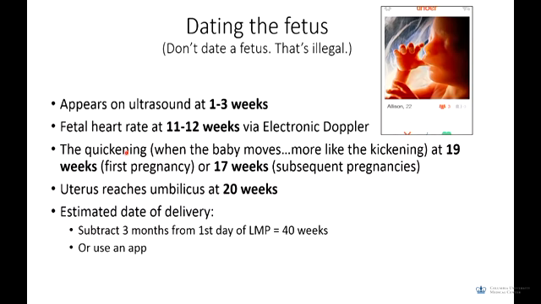That's illegal. It appears on ultrasound at 1 to 3 weeks. The fetal heart rate can be detected at 11 to 12 weeks through electronic Doppler. The quickening, or as I like to call it, the kickening, because that's when the baby moves, is at 19 weeks for the first pregnancy and 17 weeks for subsequent pregnancies, so they figure out how to do it a little faster. The uterus reaches the umbilicus at 20 weeks, and the estimated date of delivery, again around 40 weeks, you can calculate by subtracting 3 months from the first day of the last menstrual period, or realistically just use an app.